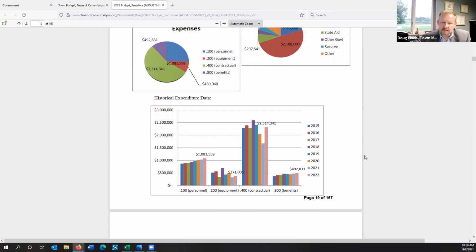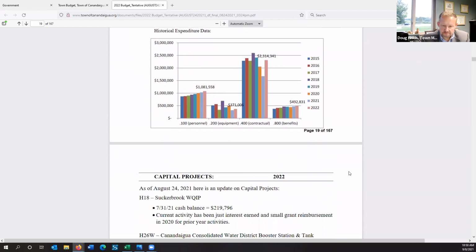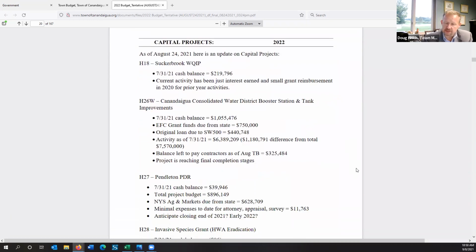Again, the historical expenditure data down below here, on page 19, associated with the highway fund, you can really see what's going on there: personnel, equipment, contractual expenditures, and the benefits. Capital projects, I mentioned this earlier. This really details some of the capital projects that we have going on and where those are at.